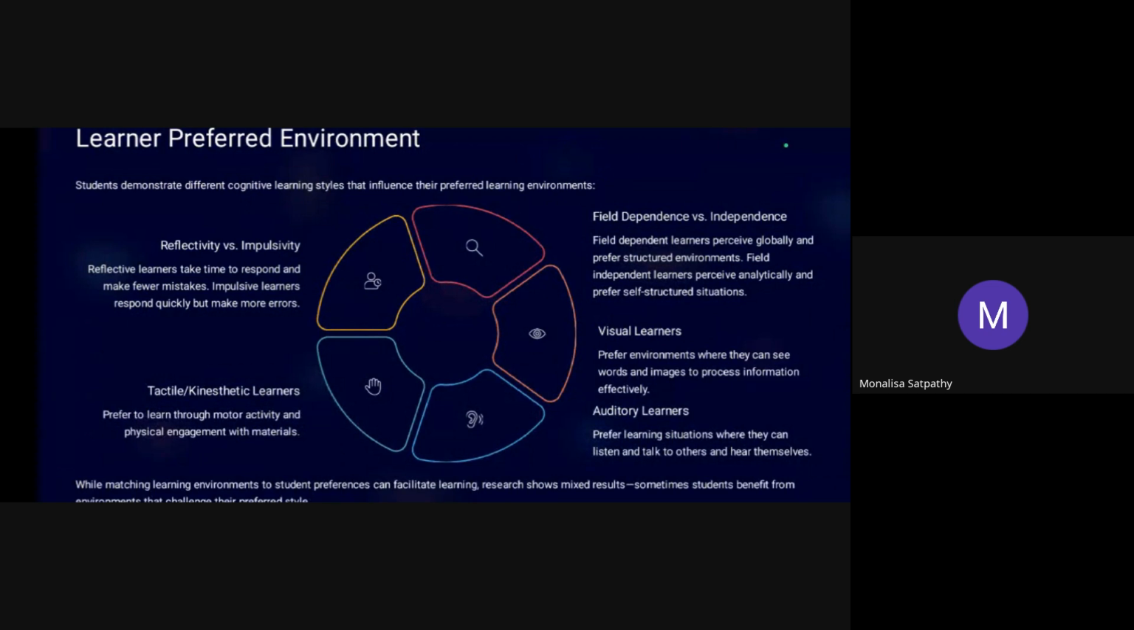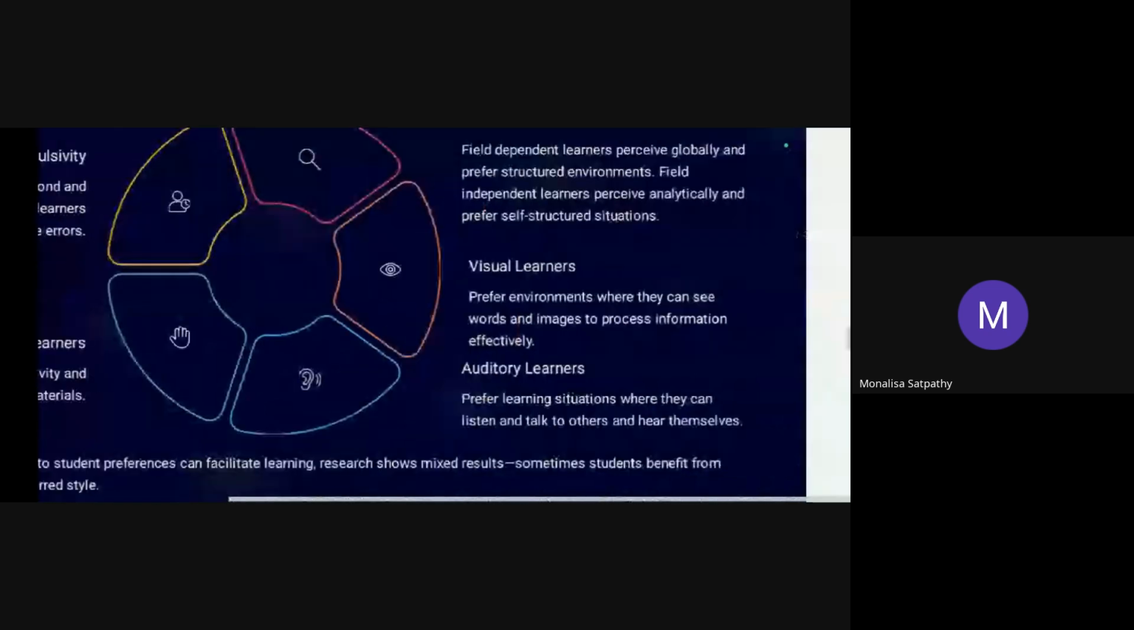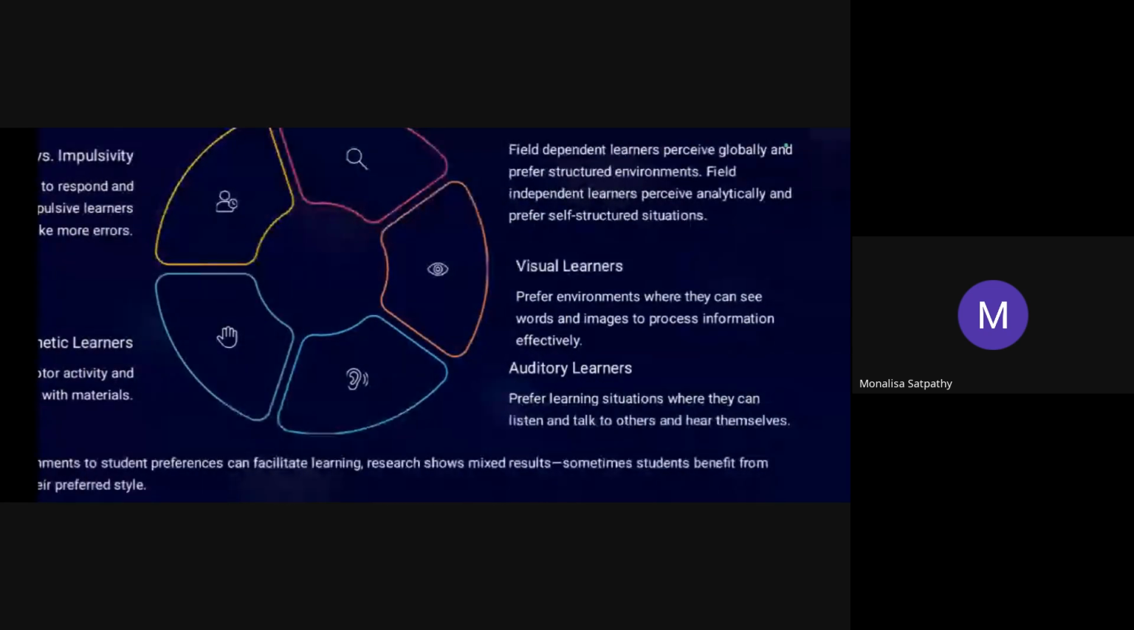Students also prefer different kinds of learning environment. Some students, as we have mentioned, learn better when they see different kinds of things, whom we call visual learners. We discussed this yesterday. Visual learners prefer an environment where they can see different kinds of things, different kinds of words and images, to process their information effectively, and they learn better if they see many kinds of things. And talking about auditory learners, these learners prefer learning situations where they can listen and talk to others, they can hear themselves.